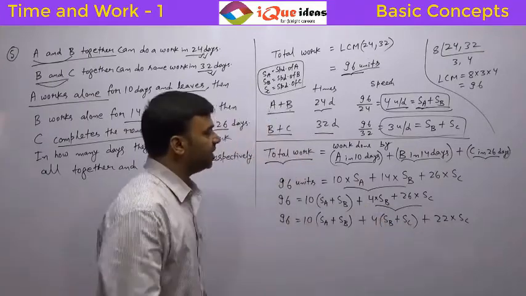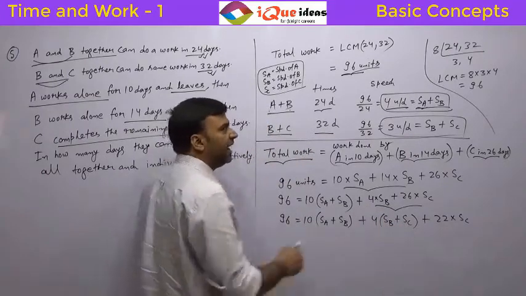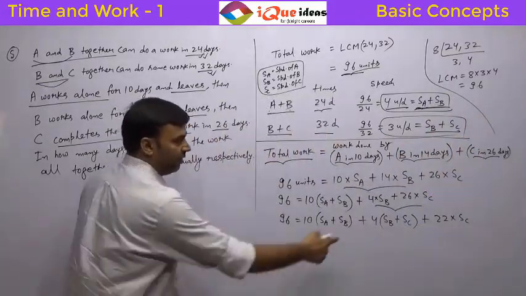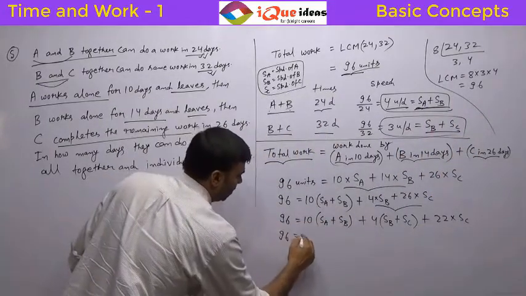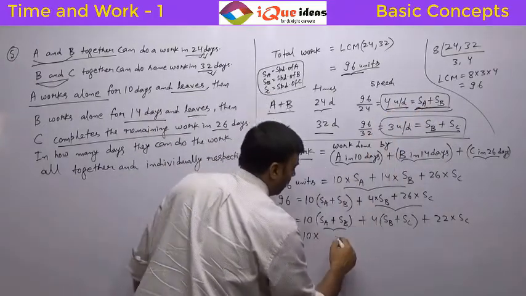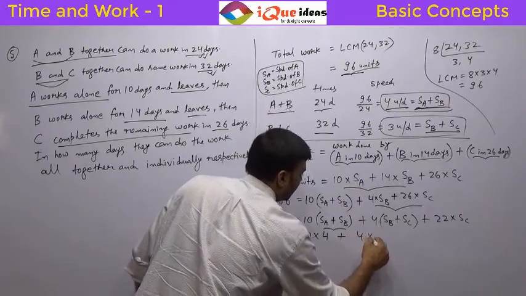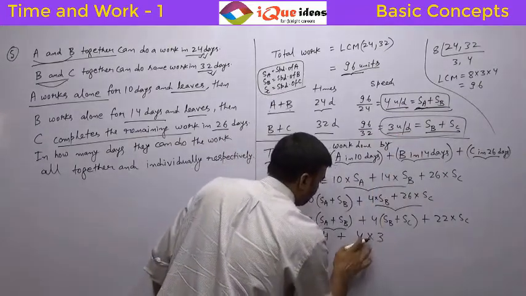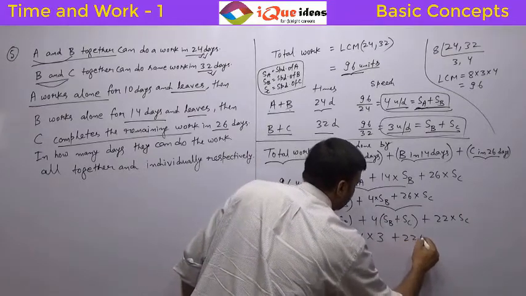Why are we doing that? Because we don't have the individual value. We have the combined value of speed of A and B. We have the combined value of speed of B and C. We put it here. So 96 is equal to 10 into, what is the combined value of A and B? Combined value of A and B speed is 4. So 10 into 4 plus 4 into, what is the combined value of B and C? It is 3. So it is 4 into 3. Right? Plus 22 times speed of C.